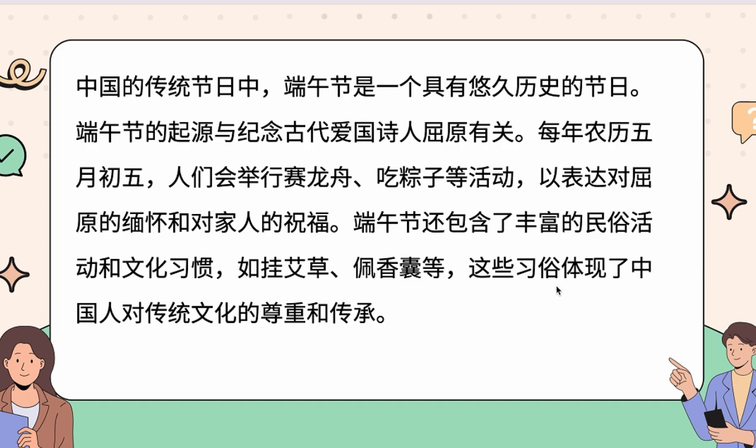And then 这些风俗, these 习俗, customs. So these customs 体现了, show 中国人, Chinese people's 对传统文化, towards traditional culture, 尊重, respect, and 传承, inheritance.